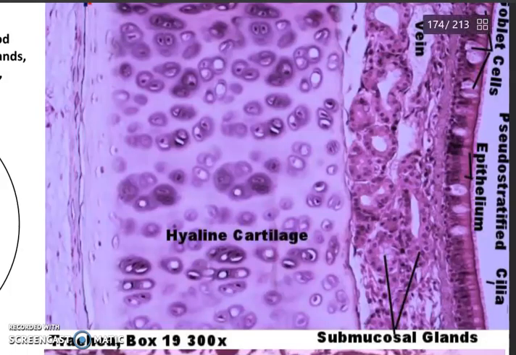So here's our goblet cells. See, they do look like blobs a lot of times. They really do, if you get a nice one, look like goblets, though. We have the cilia in our pseudostratified epithelial. We have our submucosal layer.